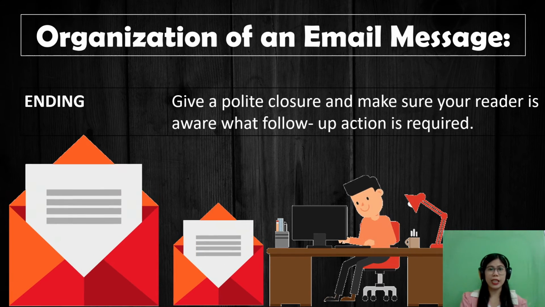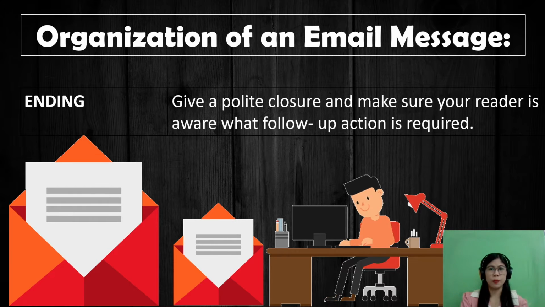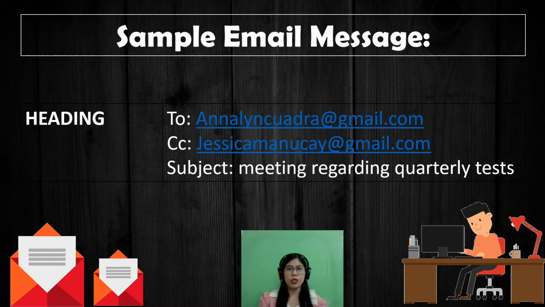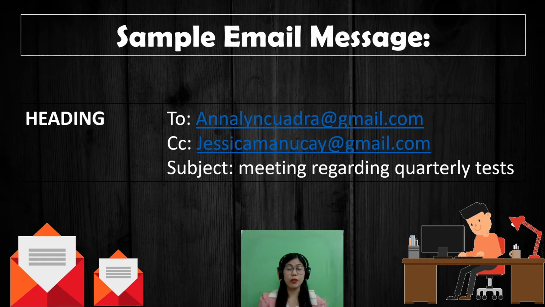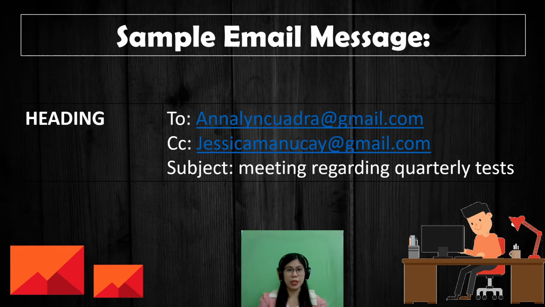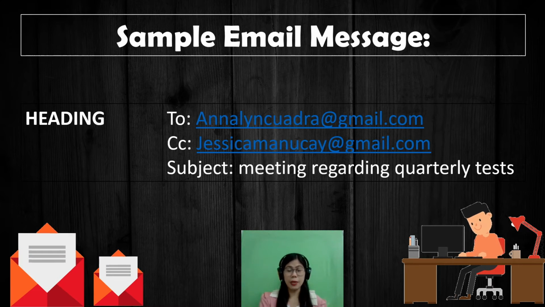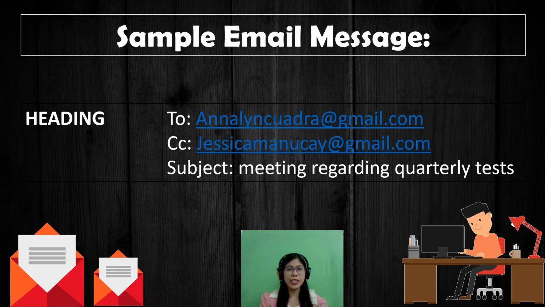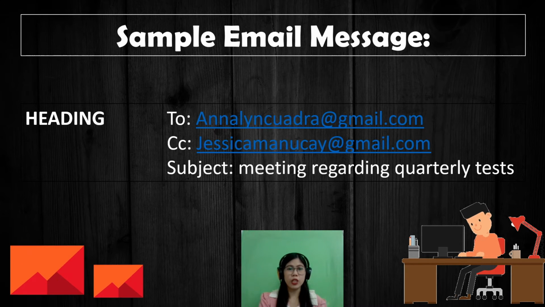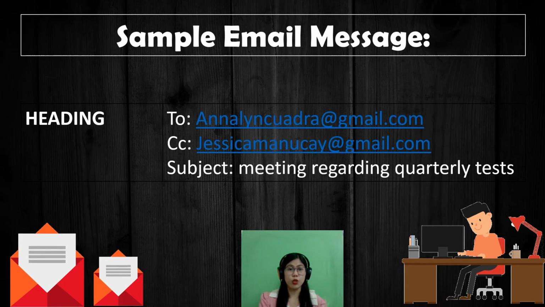For you to understand it clearly, let's have a sample email message. For our heading, we have this: To, CC, and the subject. In the word to, you'll type here the email address of the recipient of your message or the receiver of your message. Make sure that you type correctly the email address so that you can be sure that he or she will really get your mail. And since I want Mom Jessica to have a copy of my mail, I attach her email address in the CC. And for the subject, which is also the topic or what the email is all about, I have here: meeting regarding quarterly test. So this will be the subject of the email.